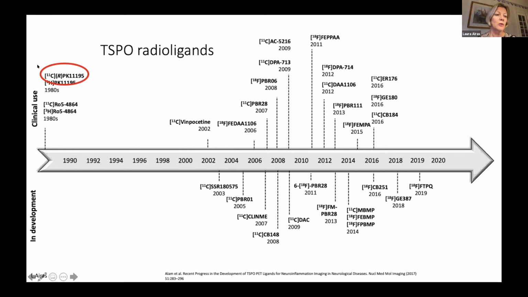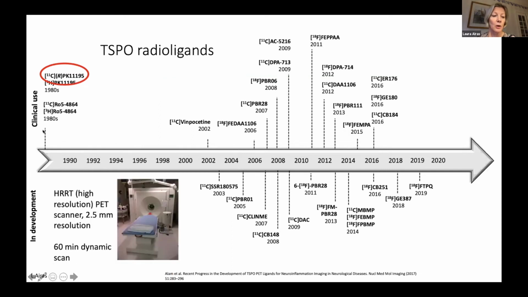We have also been using mainly this ligand in our studies. We use a high resolution scanner, which has a resolution of 2.5 millimeters, and we do a 60-minute dynamic scan. So the PK11195 radioligand has its shortcomings, such as a low signal to noise ratio and a lowish penetration into the central nervous system. And this has led to attempts to develop better performing TSPO ligands.